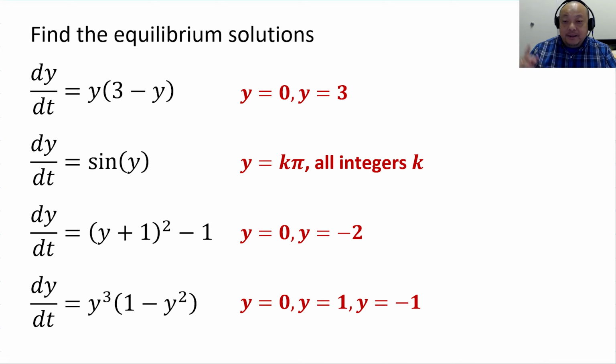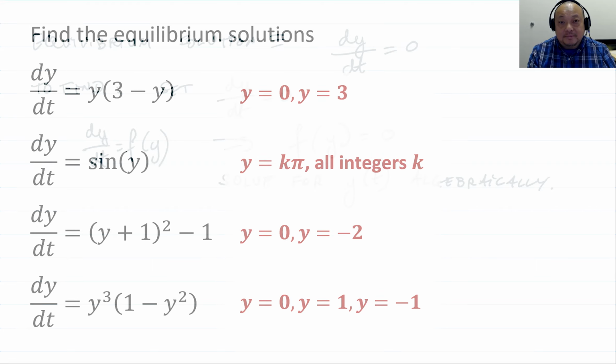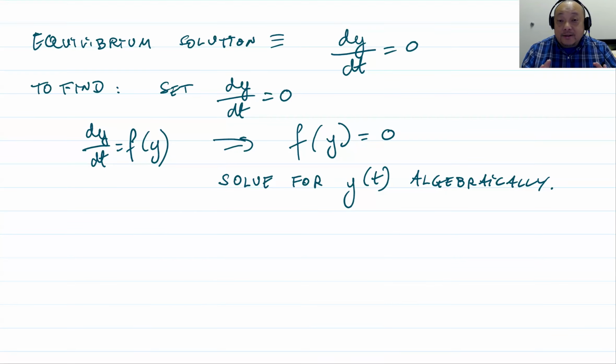All right, welcome back. Here are the answers. The algebra is pretty straightforward, so I'm just giving you the answer. All right, that's the concept of equilibrium. Now let's talk about stable and unstable equilibrium.